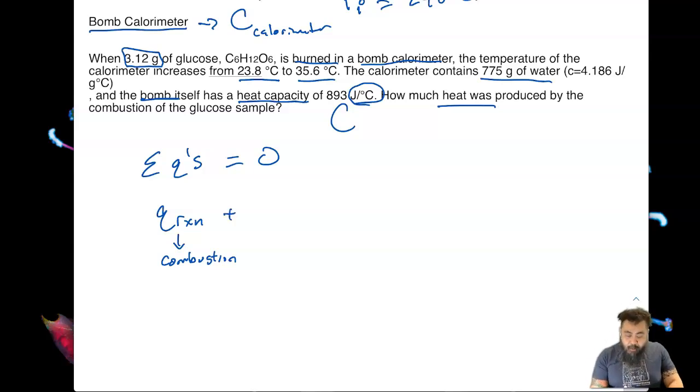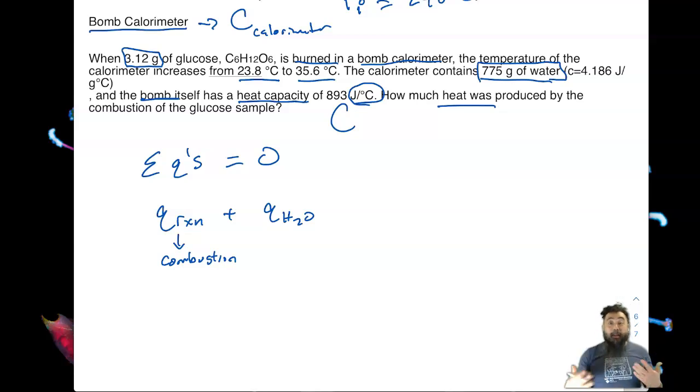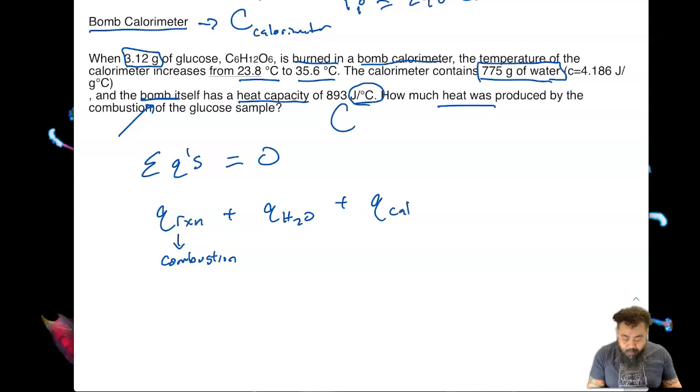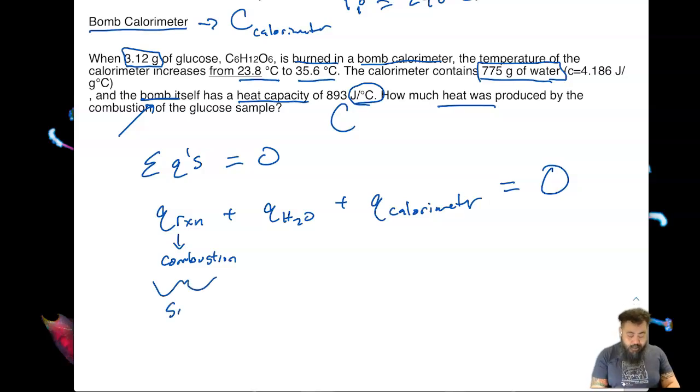Plus, we know that we have water in the calorimeter, so there's going to be a Q of the water because there's going to be some heat transfer of the water itself. And then it tells us the bomb has some sort of heat capacity, so there's a Q of the calorimeter. We're going to add all those up to be 0. If we go back to what is the system and what are the surroundings, this Q of the reaction is what we're interested in. So that's our system. Everything else is our surroundings.